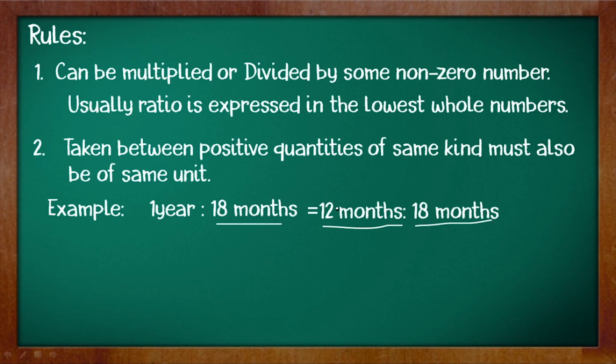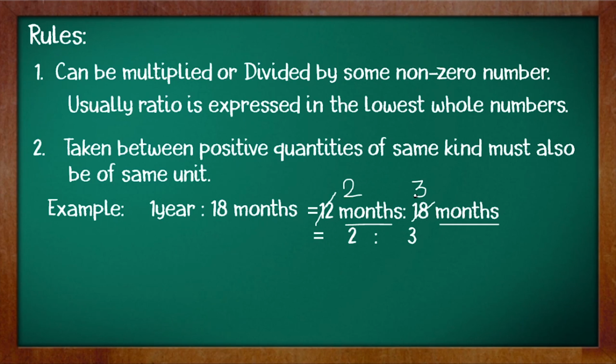Now you see both quantities are of the same kind, that is, both represent time, and they have the same unit. Now we do the cancellation. 6 twos are 12 and 6 threes are 18. So what is the ratio?